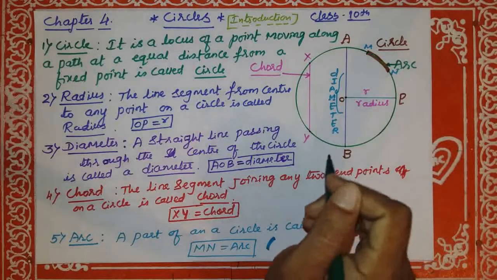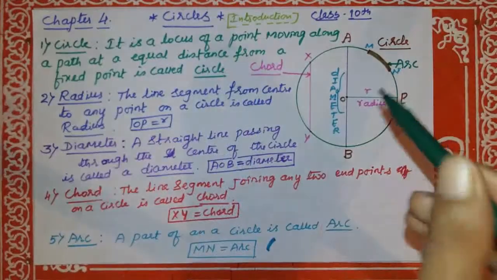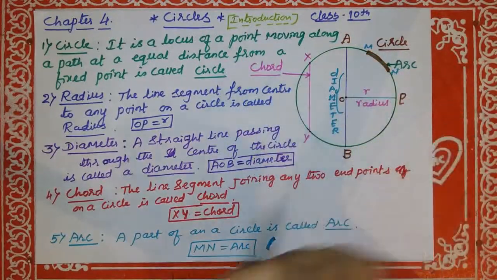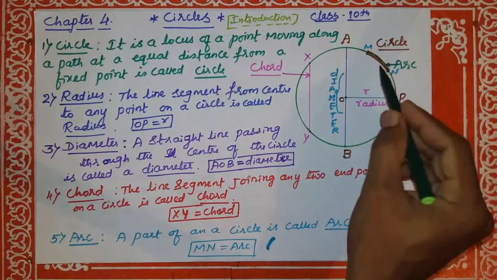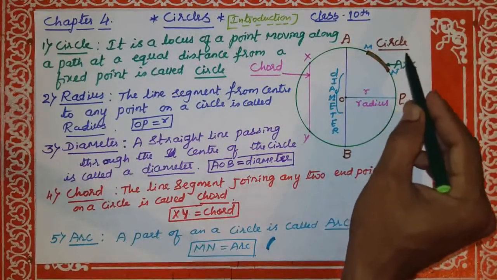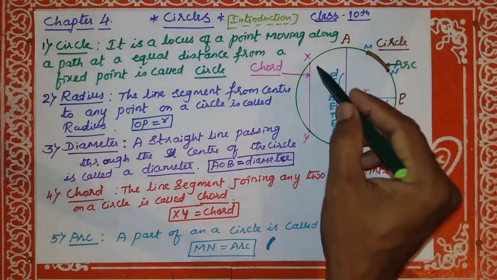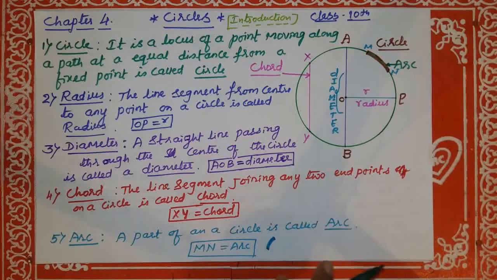Dear students, today we are going to learn about chapter 4, that is circles. This is of class 10th standard. Let us start the introduction. First, here we have given a figure. Let us know what is meant by circle, radius, diameter and chord. These are the basic definitions about circles.